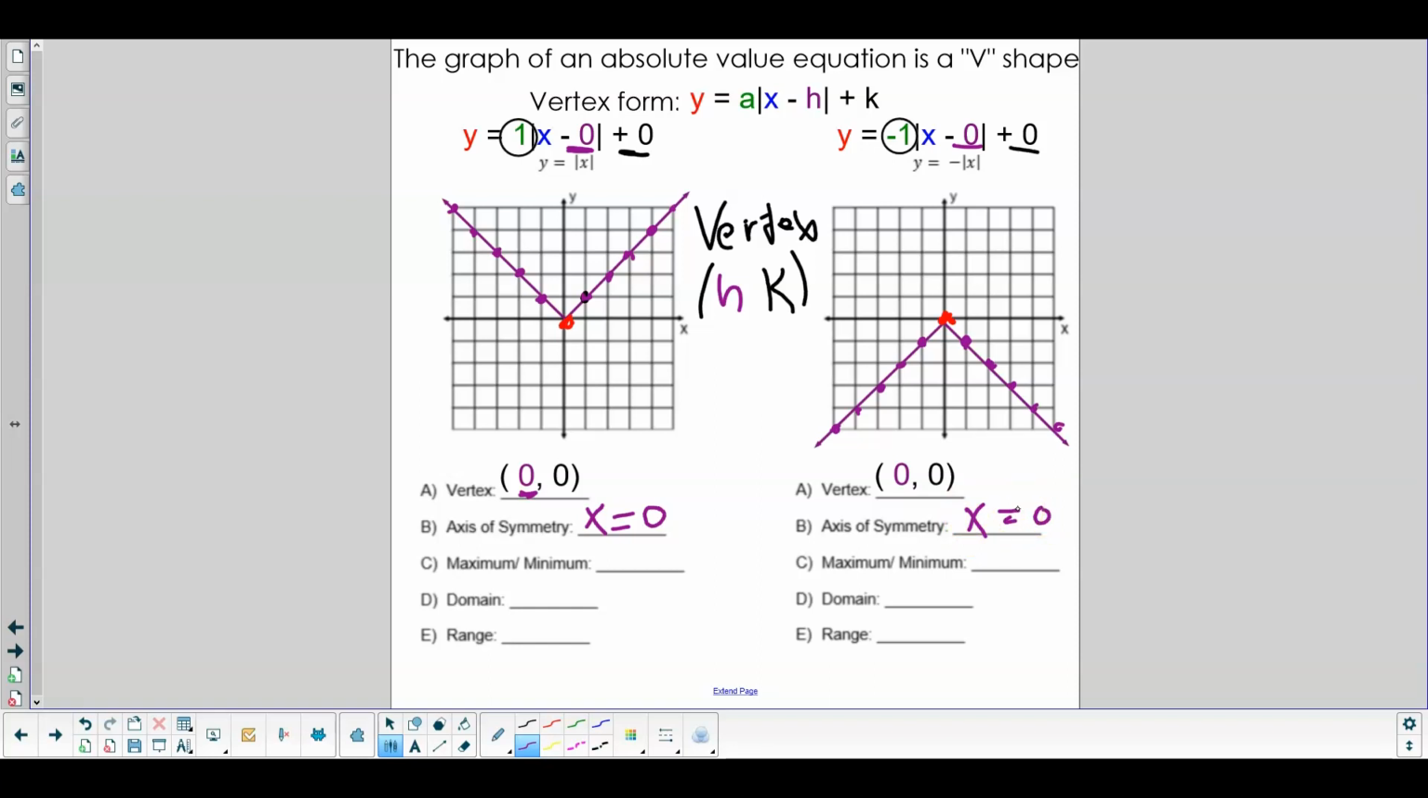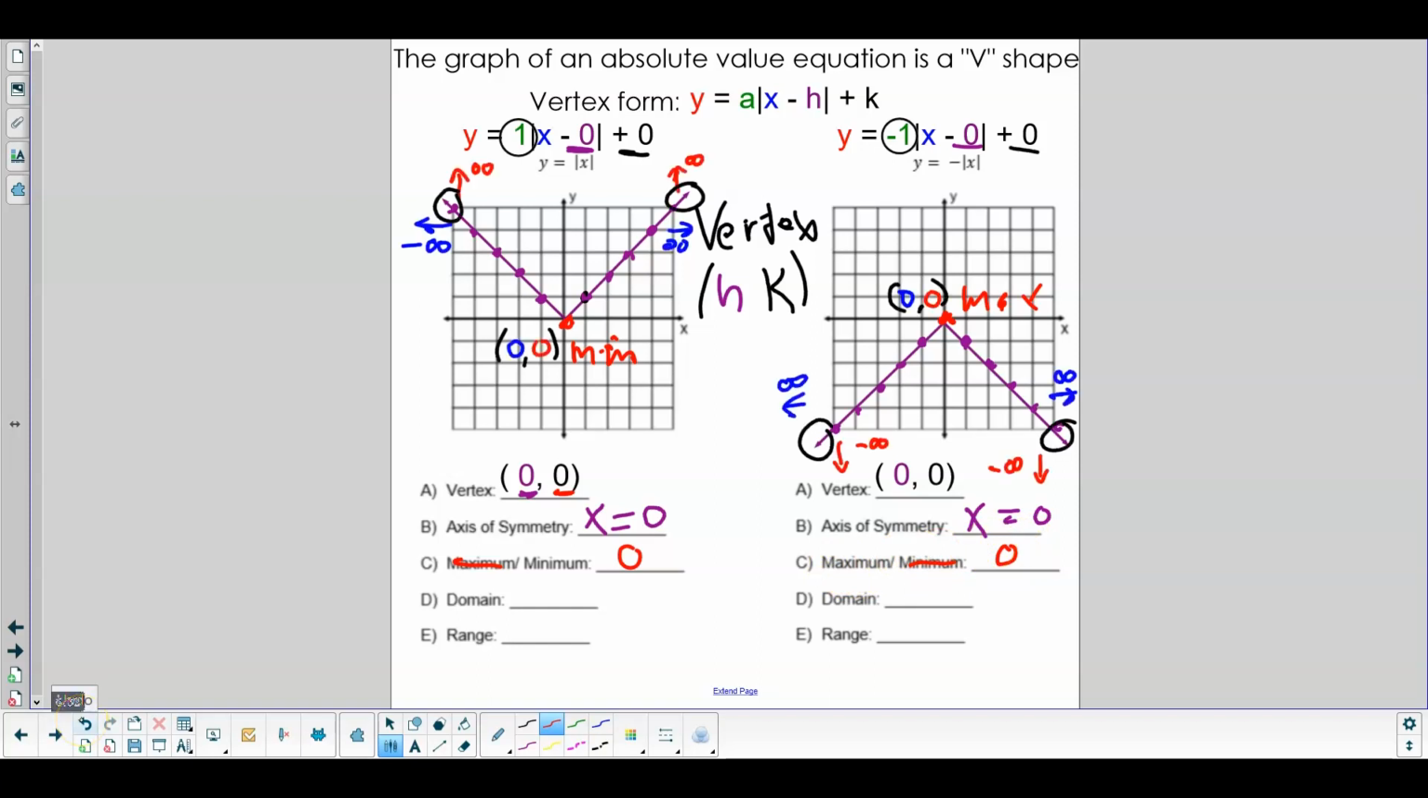Max or min depends on which direction it opens. So if it's opening up, you have a minimum. And if it opens down, you have a maximum. So that means there is no maximum on that first one, and the minimum value is 0. Second one does not have a minimum, and the maximum value is 0.